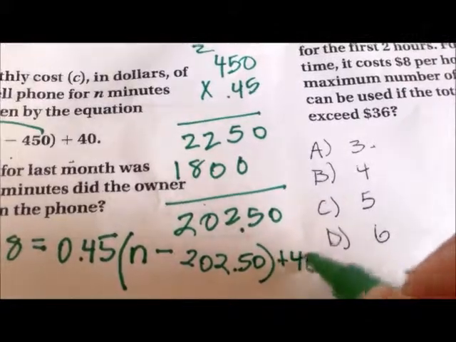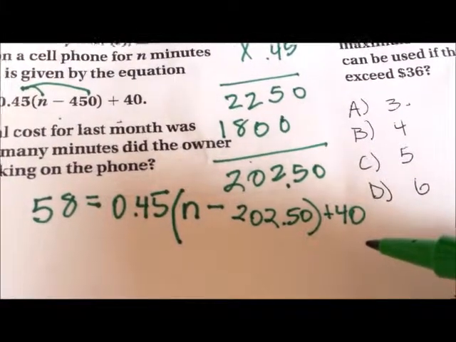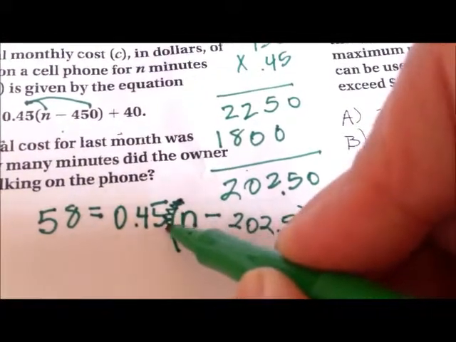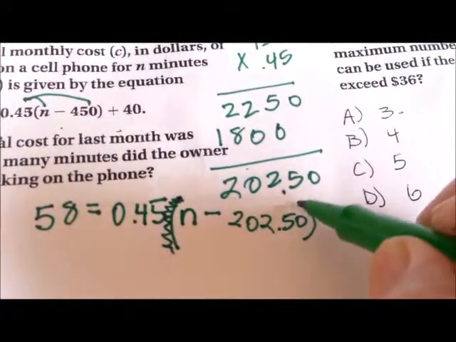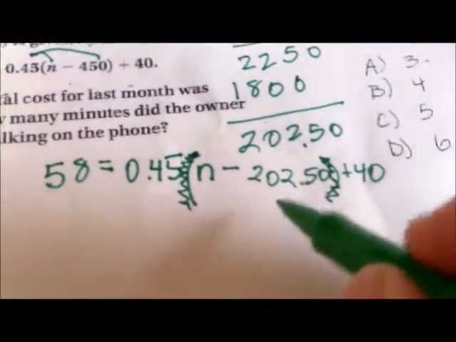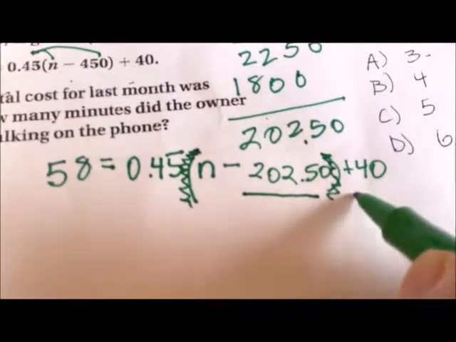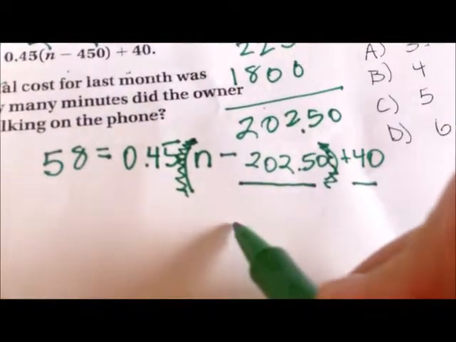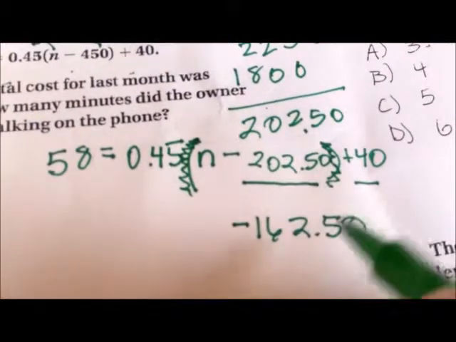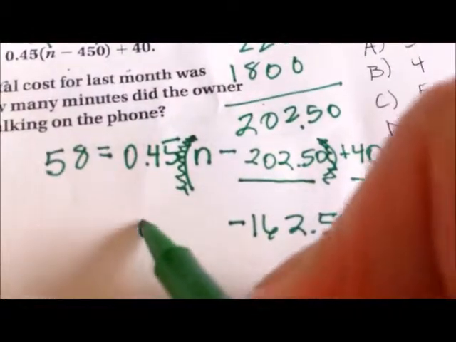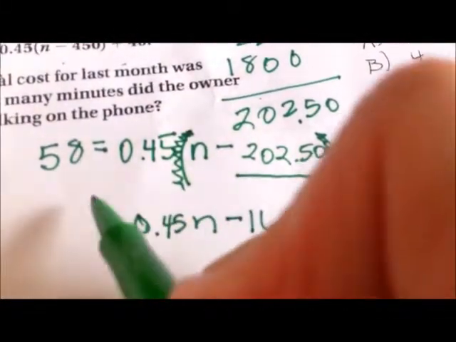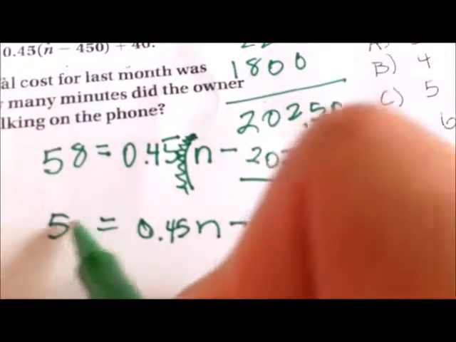plus 40. Only I don't need this because I already did my distributive property. So sorry. Alright, so I can combine this with this, and there's more negatives than positives, so I'm going to get negative 162.50. And I'm going to have 0.45n minus 162.50, which I got when I combined those.